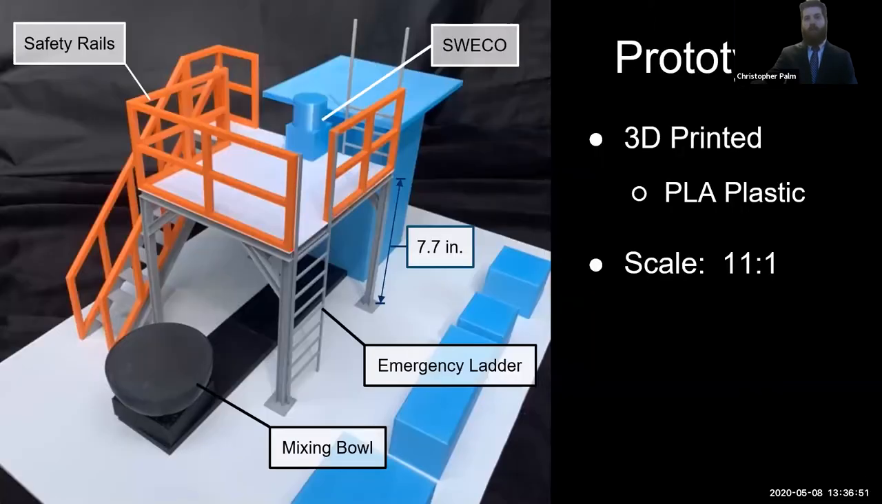And this is our final design prototype. It was 3D printed using PLA plastic. The prototype is an 11:1 scale. For reference, all the legs here are 7.71 inches, and the actual size is about 7 feet.